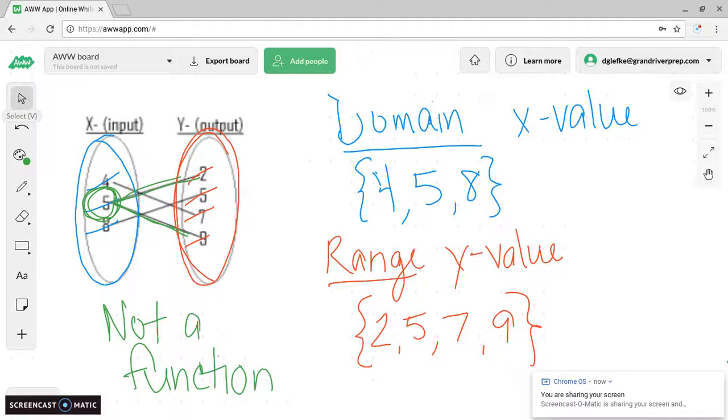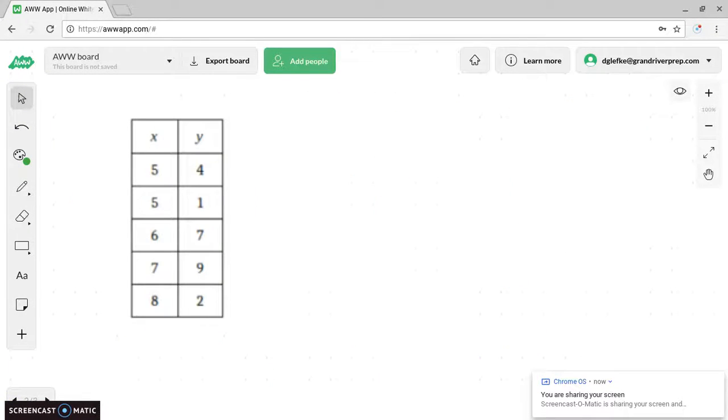All right, so we're going to do another example here. This is a table. We're going to find our domain and range again. For our domain, I'm just going to use D for that. We have our fancy brackets. Our domain is all of our X values, and all of our X values are actually already on one side of the table. So we have 5, 5, 6, 7, 8.